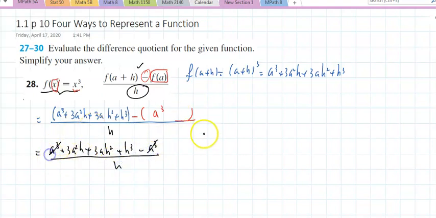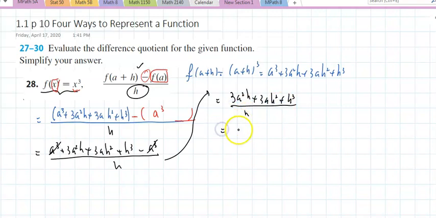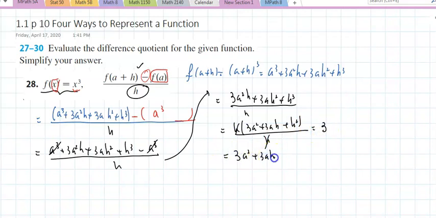I notice those cancel out. And I would say that is 3a squared h plus 3ah squared plus h cubed divided by h. If I factor an h out, 3a squared plus 3ah plus h squared all over h, and I would be left with simply 3a squared plus 3ah plus h squared, and that would be my final answer.